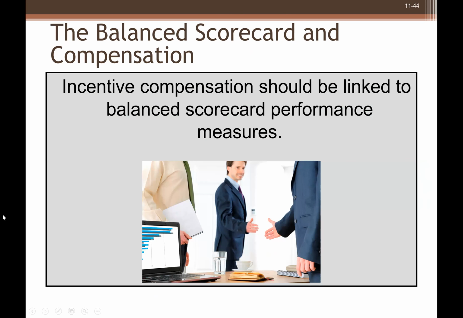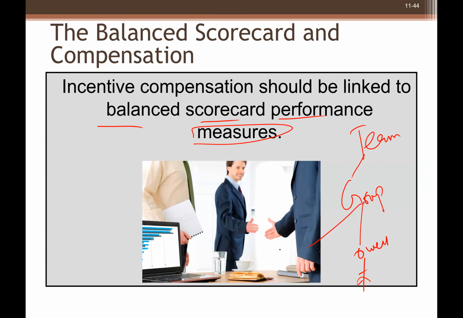So the balanced scorecard and the compensation. Incentives and compensation should be linked to balanced scorecard performance measures. So the idea is that even in a team or group in an organization, you did well and others performed poorly, right? So because of poor performance of others, your group performance is also poor. Would that justify that you are also not a good employee?